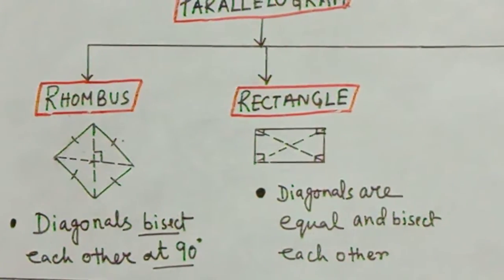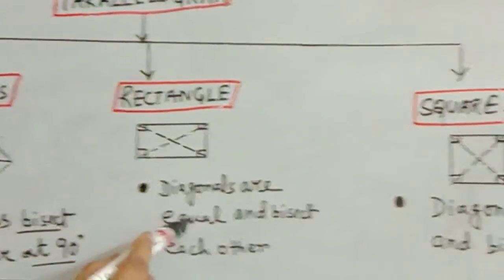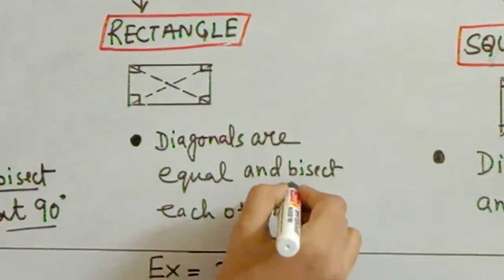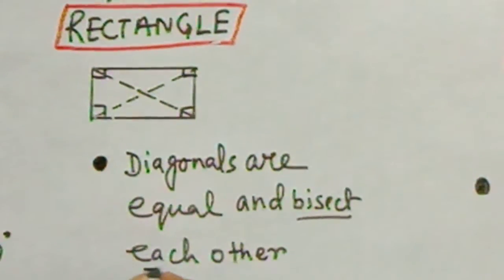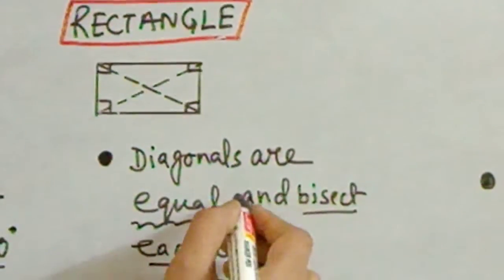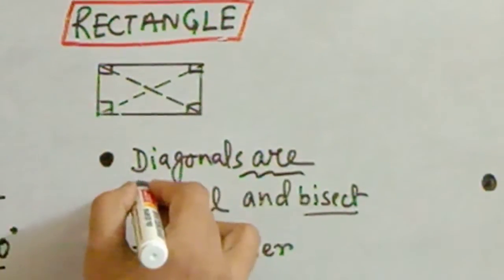Next one, diagonals are equal. Diagonals are equal and diagonals bisect each other. This is the same because it is a parallelogram. The extra is diagonals are equal. This one is extra.